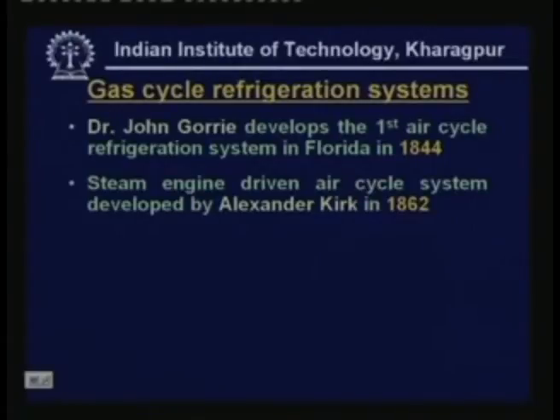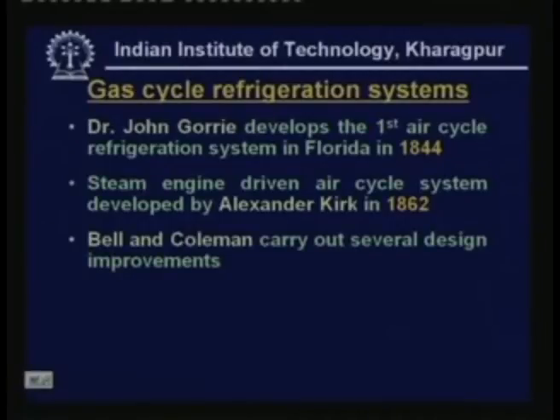After John Gorey, Alexander Kirk in 1862 developed another gas cycle refrigerant system. This is a very important gas cycle refrigerant system, and it is very efficient also because it is based on what is known as the reverse Stirling cycle. We will see the cycles a little later. So this is based on the reverse Stirling cycle, and it is quite efficient. And right now these systems are used in very low temperature cryogenic applications.